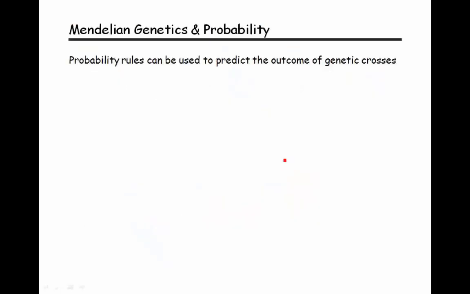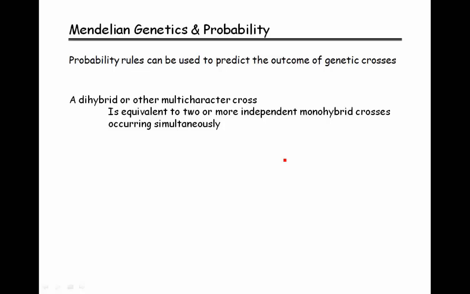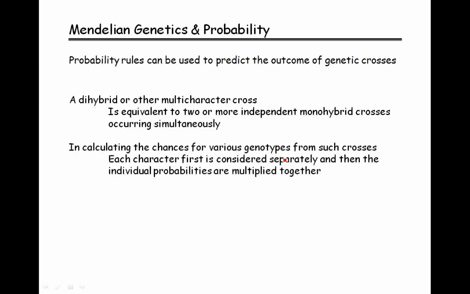Okay, so these rules, multiplication rule and addition rule, they're very helpful because they can be used to predict the outcome of genetic crosses. If we're dealing with a dihybrid cross, so 2 genes at once, or even a larger cross than that, it becomes relatively simple because it's equivalent to 2 or more independent monohybrid crosses occurring simultaneously. So if we have a cross like this, in calculating the chances for various genotypes from such crosses, each character first is considered separately, and then the individual probabilities will be multiplied together.